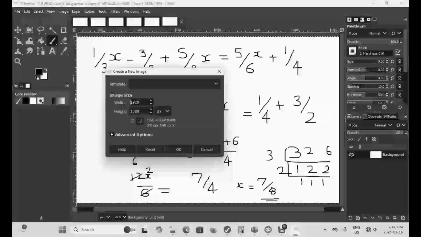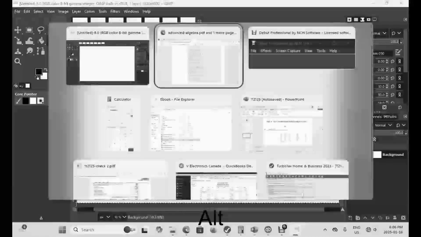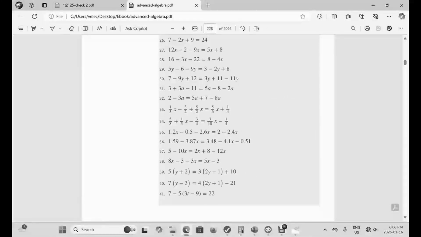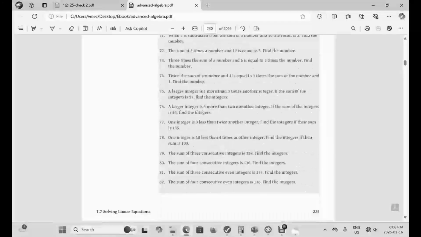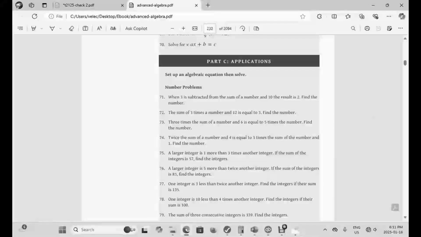Let's take another example. Further down, these are your number problems. The sum of 3 times a number and 12 is equal to 3. Find the number. So 3 times a number, 3x, plus 12 equals 3.